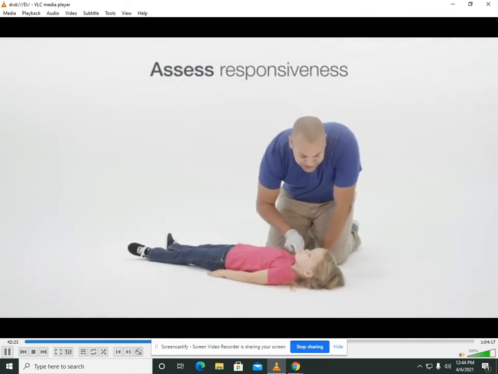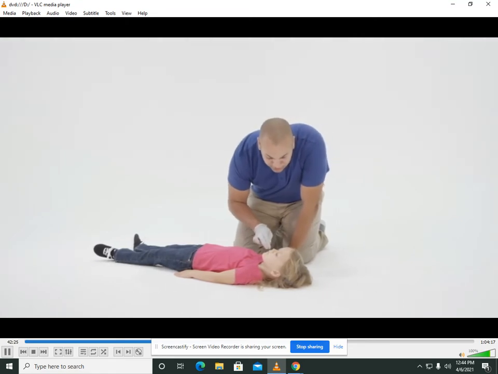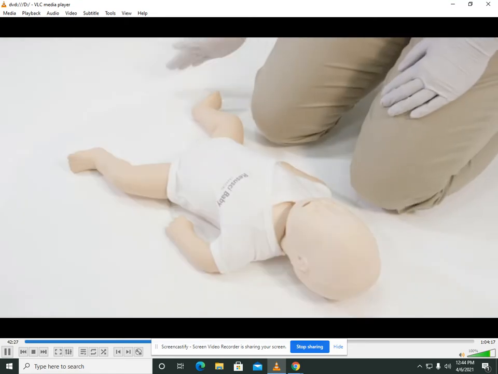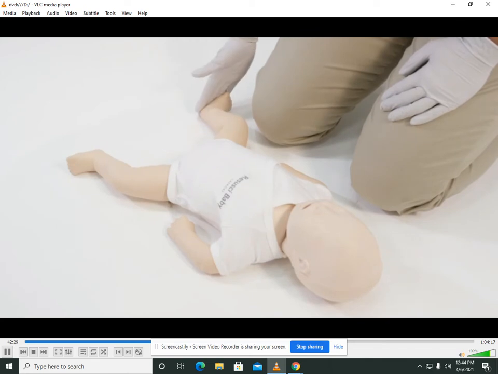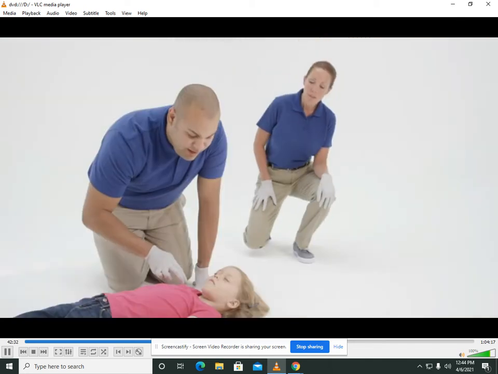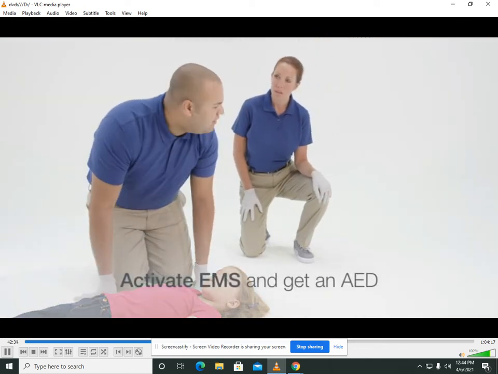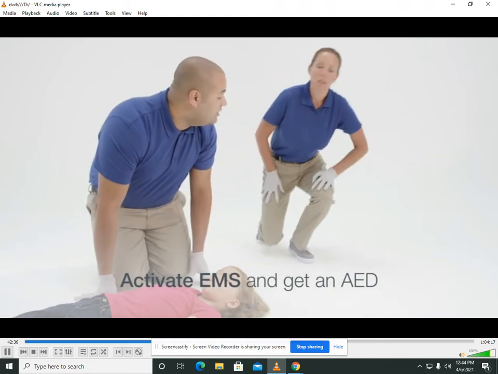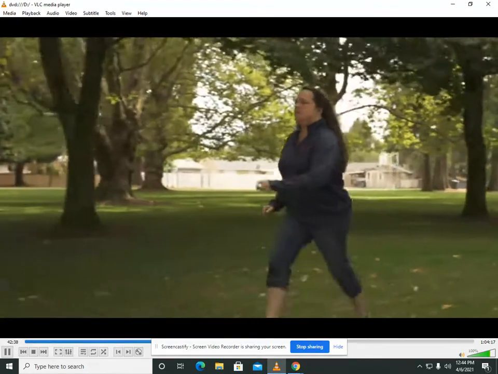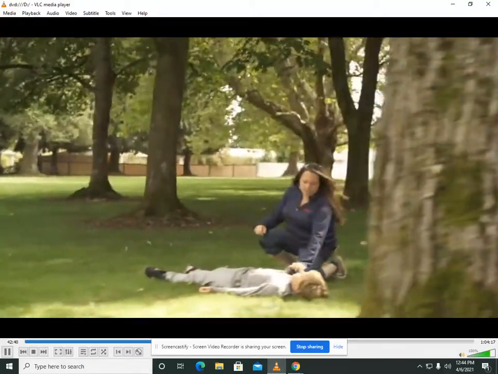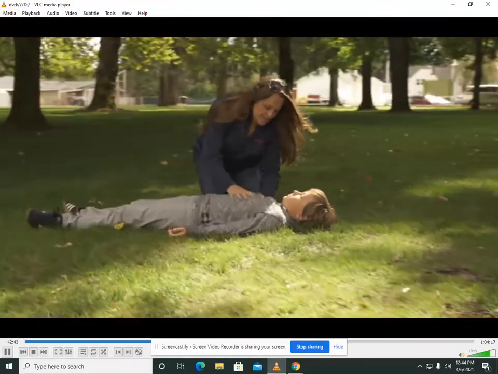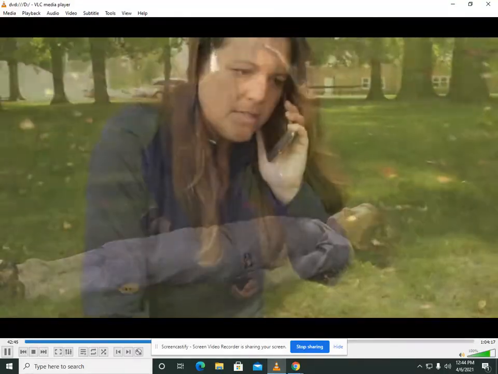Tap or squeeze the shoulder and ask loudly, "Are you all right?" For an infant, tap the foot. If unresponsive, have a bystander activate EMS and get an AED. If you're alone with an unresponsive child, use a mobile phone, if available, to activate EMS yourself.